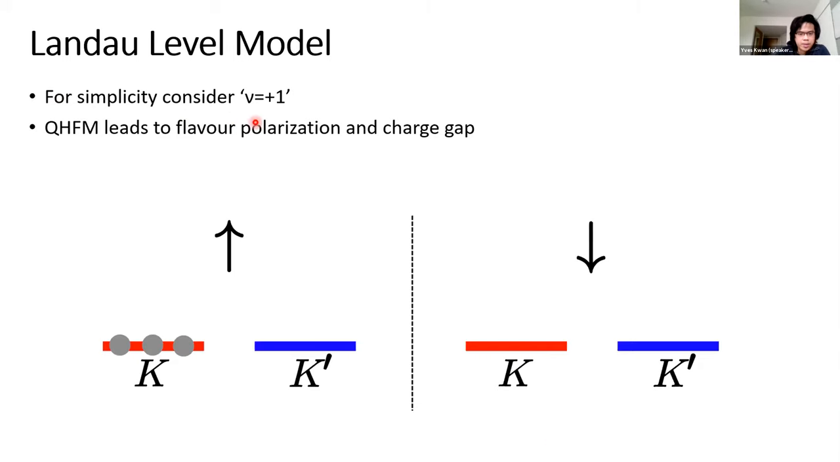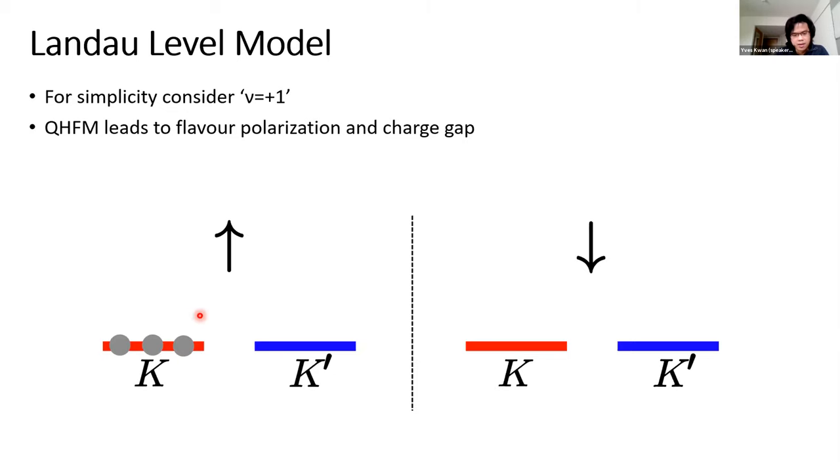So at nu equals plus one, I have enough electrons to fill one of four bands. And if I now consider interactions, what will happen is that we'll get some sort of quantum Hall ferromagnetism. So basically, you'll get some valley and spin polarization. So here, for example, I've arbitrarily chosen the electrons to fill valley K and spin up. And this state will come with a charge gap.